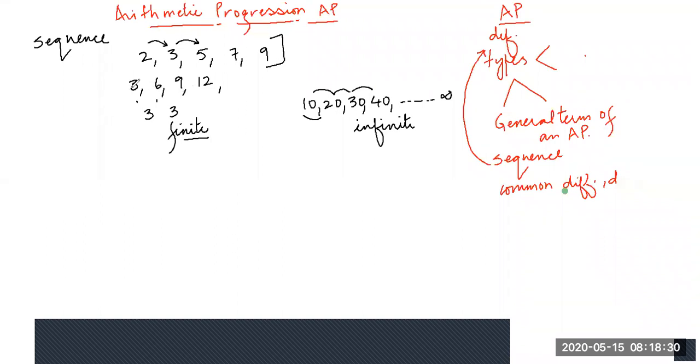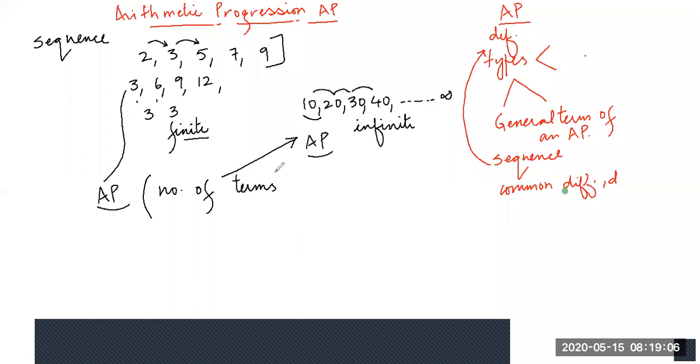But these sequences have a definition, and hence these sequences are known as arithmetic progression. Both these sequences are arithmetic progression. Now, what's the difference between these two arithmetic progressions? Well, this is finite and this is infinite. So basically, this is the categorization of AP on the basis of number of terms. On the basis of number of terms, I can always say finite and infinite AP.